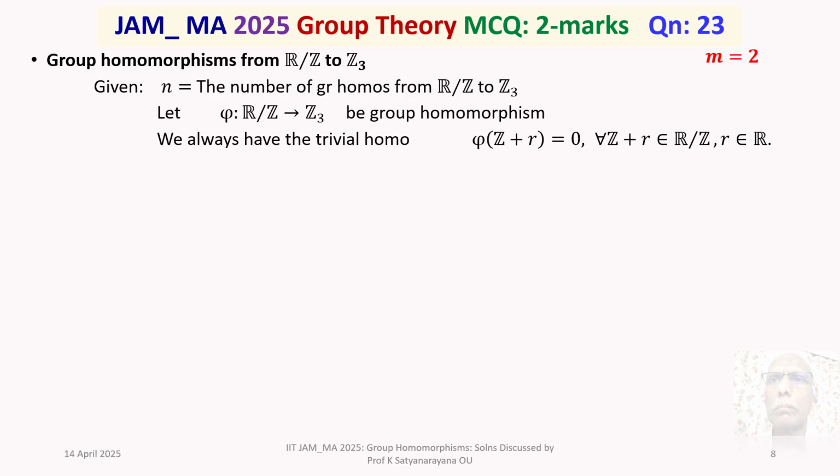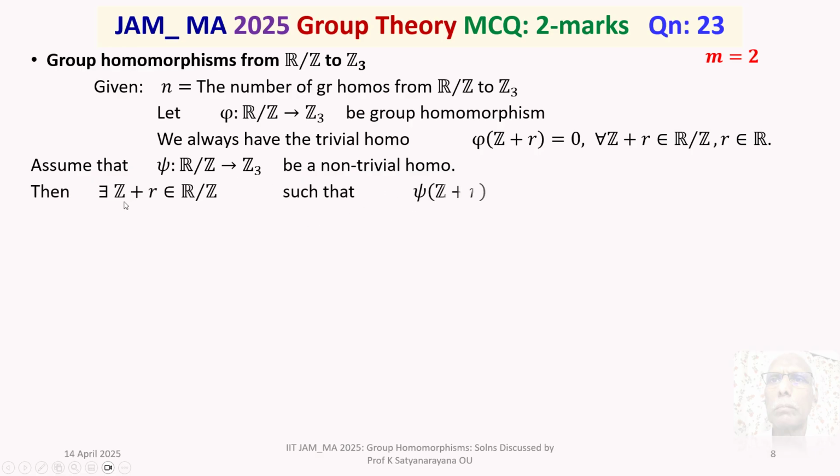Now we have a question: is there any non-trivial homomorphism? Assume that psi from R by Z to Z3 is a non-trivial homomorphism. Meaning what? At least there will be one element in R by Z which is not mapped to 0. If every element maps to 0, it's a trivial homomorphism. So it's non-trivial, therefore there exists Z plus R belonging to R by Z such that psi of Z plus R is not equal to 0 for some R belonging to R.